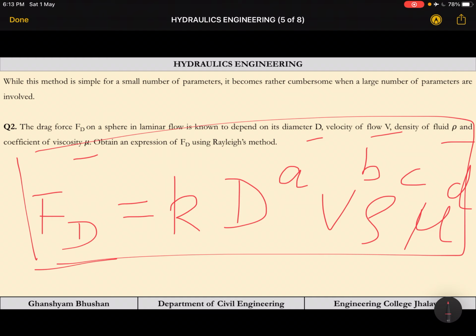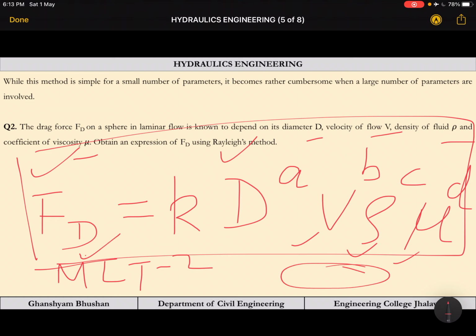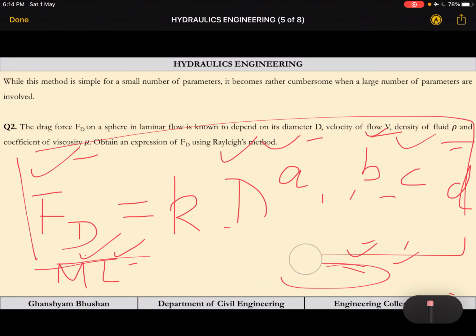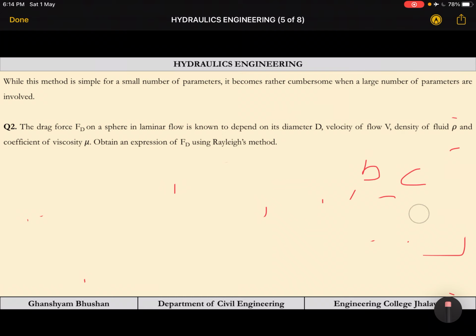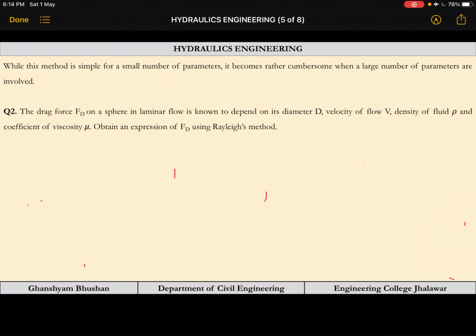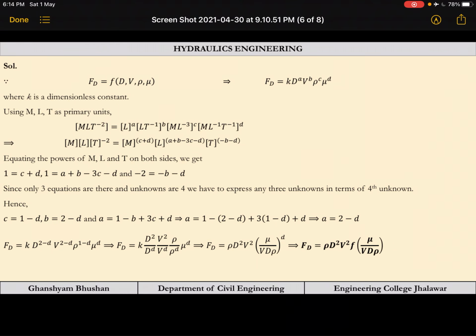Now what we will be doing, we will write the dimensions of F here and all the dimensions of d, v, rho and mu, and this is m l t minus 2 here. So the coefficient of m on this side will be compared as 1, coefficient of l will be equal to 1, and coefficient of t will be equal to minus 2. After that we will get a, b, c, d, and we will put the values, and we will see how this is varying with various parameters like d, mu, rho and v. Clear? So let us try to solve this problem.